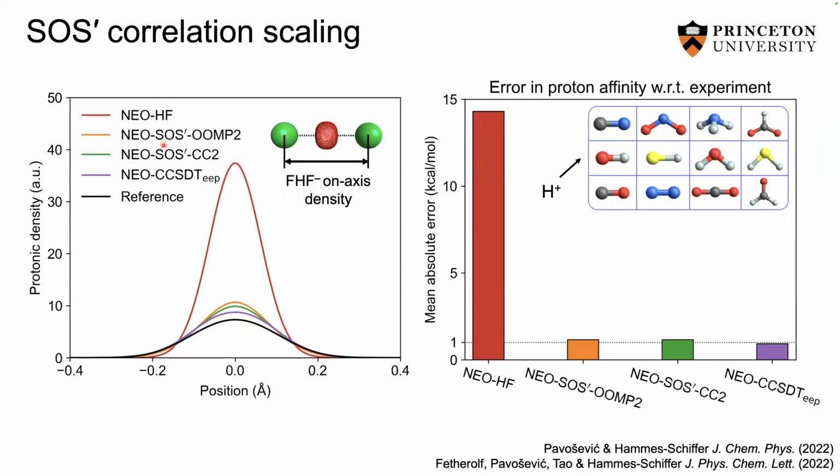And then I think the inverse was true, if I remember correctly, for the SOS prime OOMP2. We fit it to a small subset of the proton affinities, maybe one negatively charged one and one neutral one, and then it just works well for the entire set based on the ones that we fit it to. Okay, that makes sense.